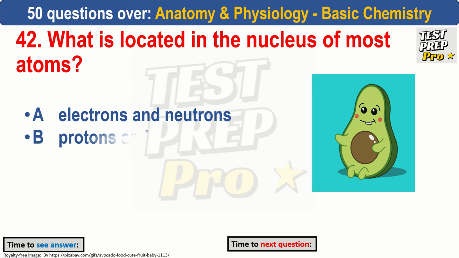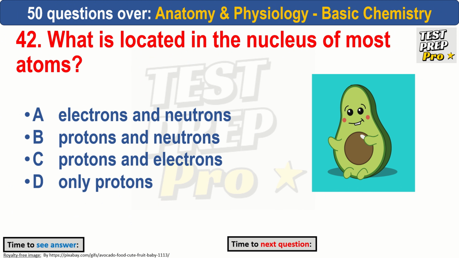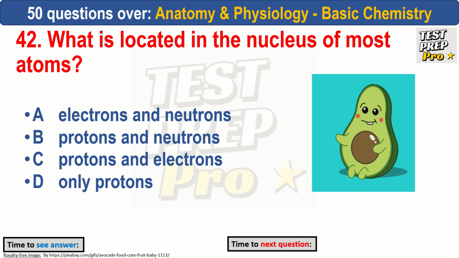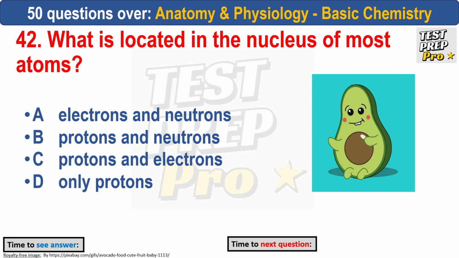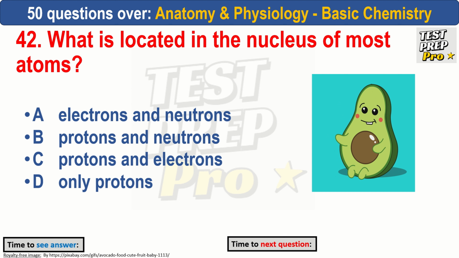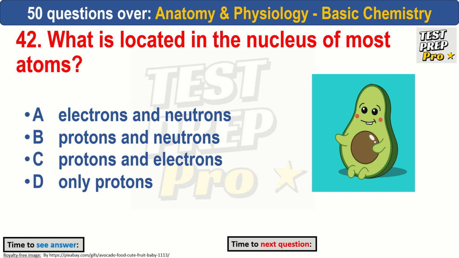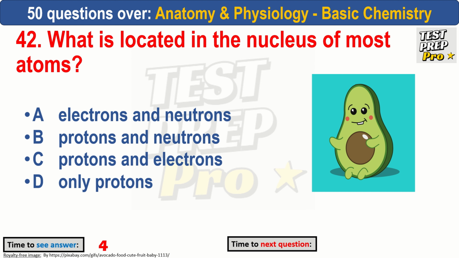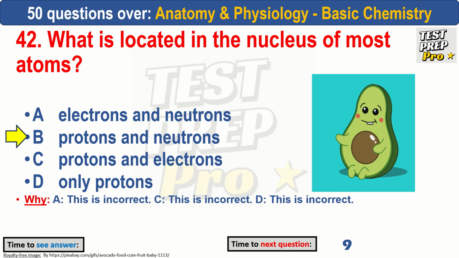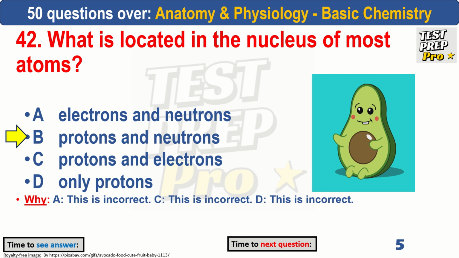What is located in the nucleus of most atoms? Is it A, electrons and neutrons, B, protons and neutrons, C, protons and electrons, or D, only protons? The answer is B, protons and neutrons. That's what you find inside the nucleus of a given atom and for the overall number.